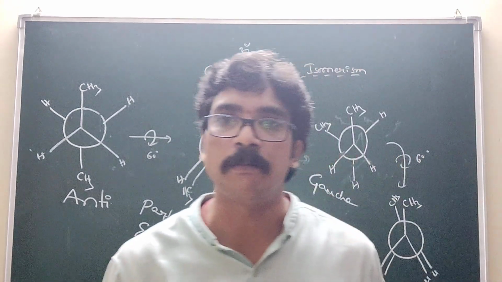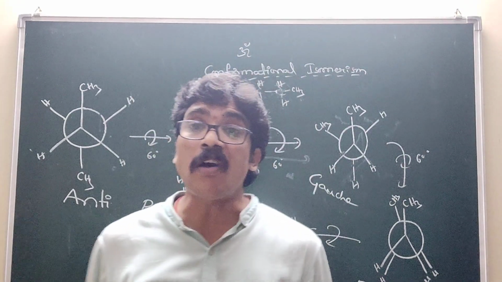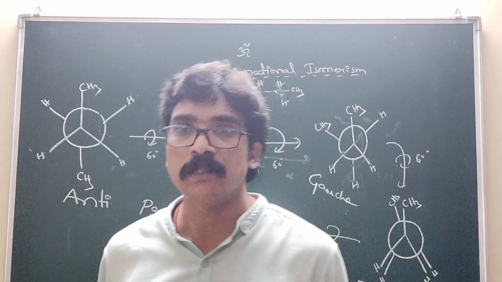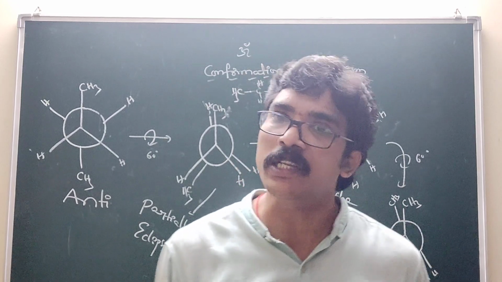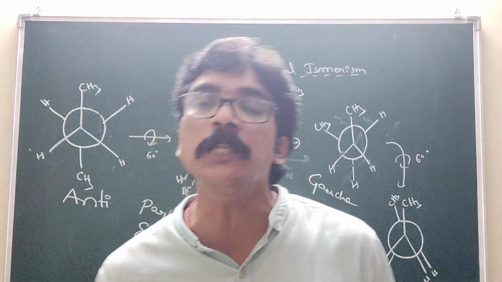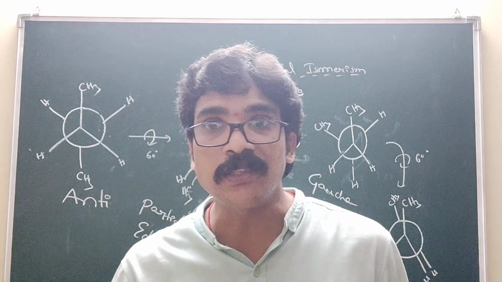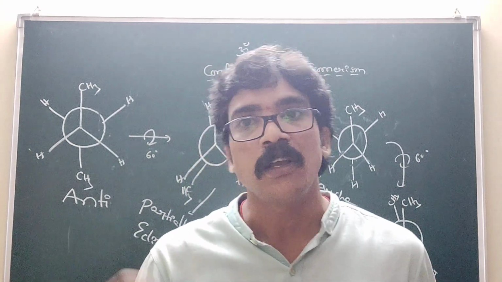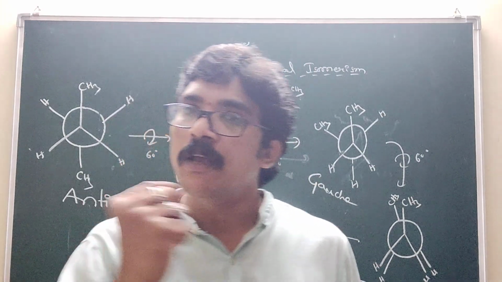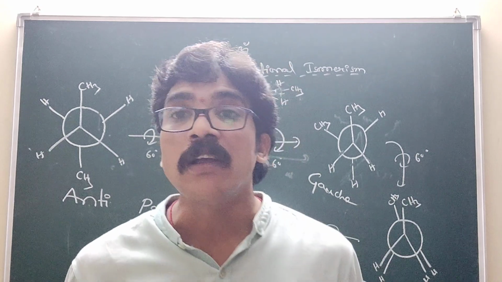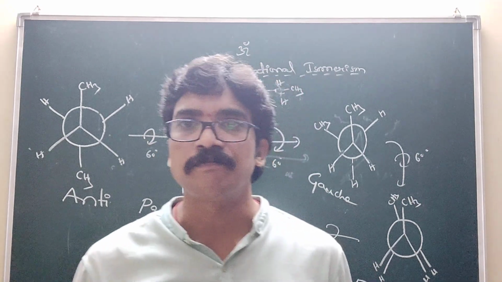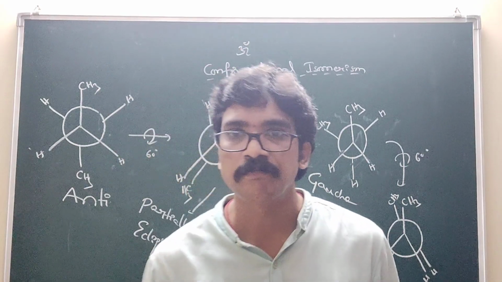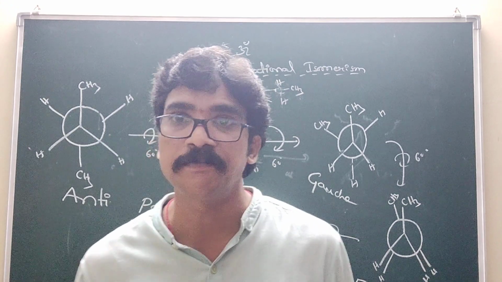Finally, again the anti form. So in all these conformers, what are the possible conformers? In ethane, there are mainly two possibilities: one is staggered, another one is eclipsed. But in butane, what are the possibilities? Anti, Gauche, partially eclipsed, fully eclipsed. Identify which one is more stable. I think the majority of members got the idea.